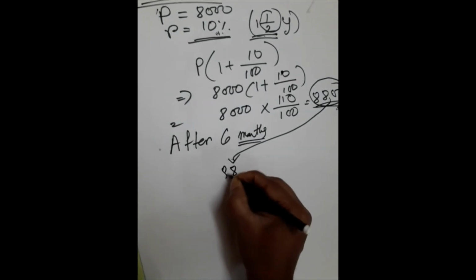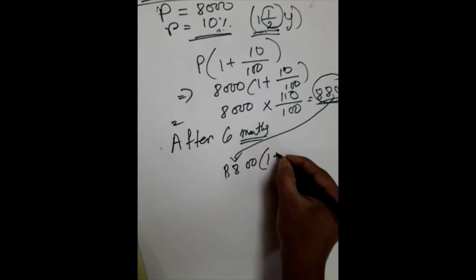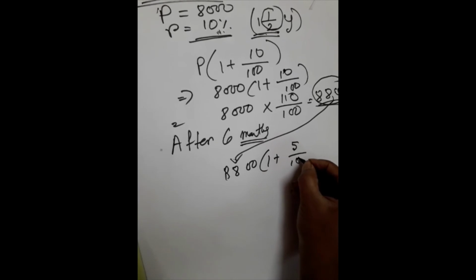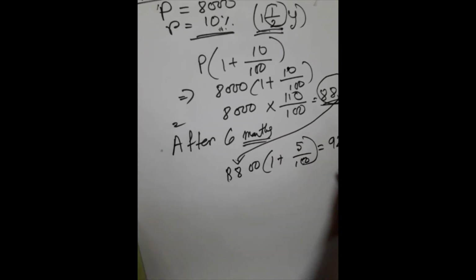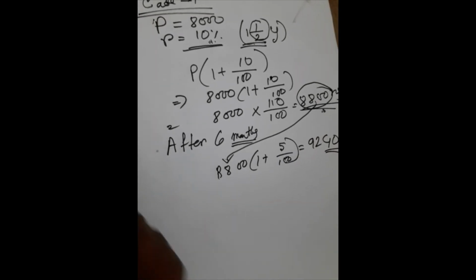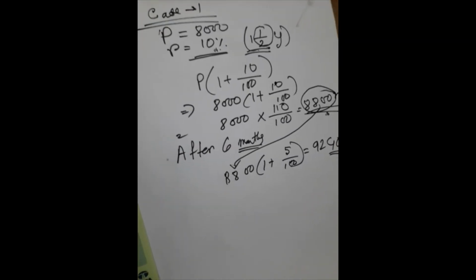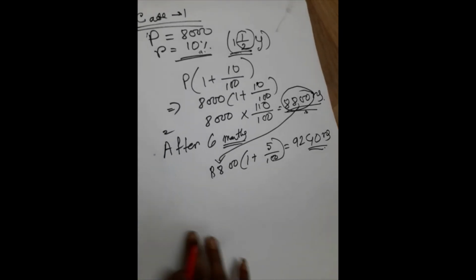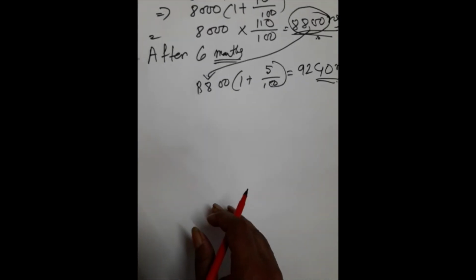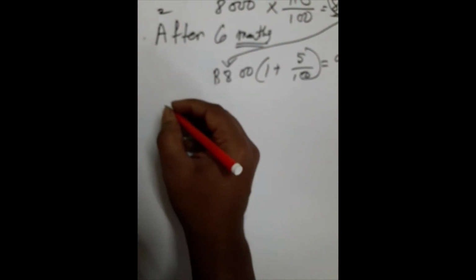So 8800 into (1 plus 5 by 100), and the answer is simply 9240 rupees. Okay, this is how I have done case 1. Case 1 is when your interest is compounded annually. Now I am talking about case 2, when it is semi-annually.